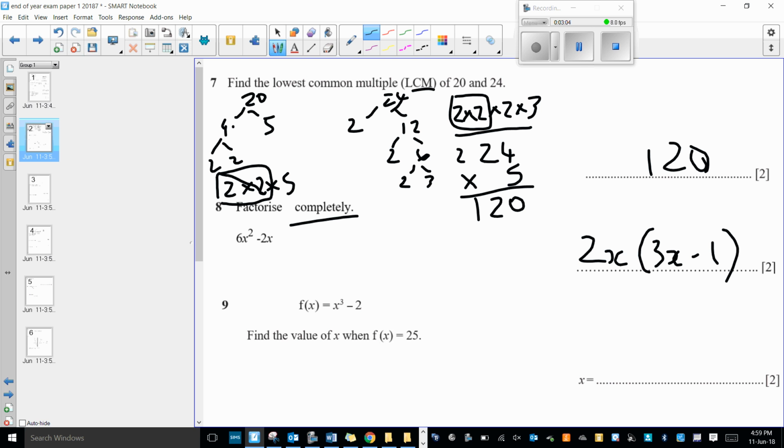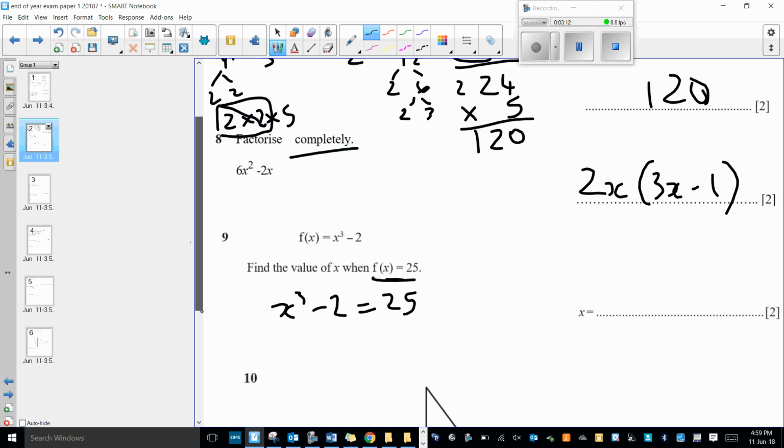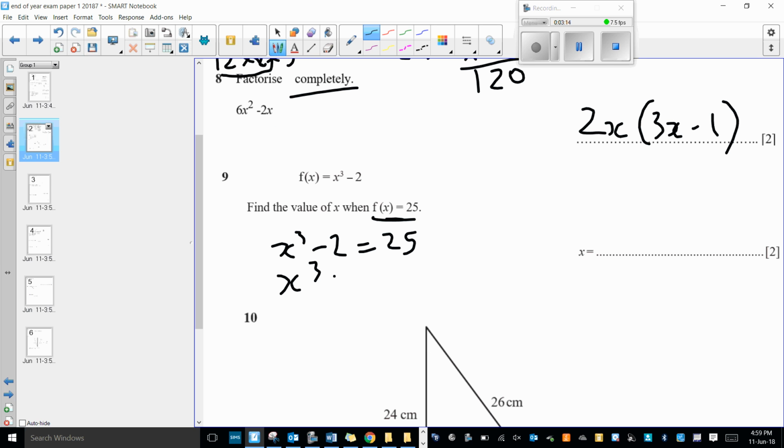Find the value of x when the function is equal to 25. So we're saying that x cubed minus 2 is equal to 25. So x cubed equals 27. Cube rooting, so we need to know which number multiplied by itself 3 times is 27. It's not going to be a high value, and hopefully you're all happy that it is 3, because 3 multiplied by 3 is 9, multiplied by 3 is 27.